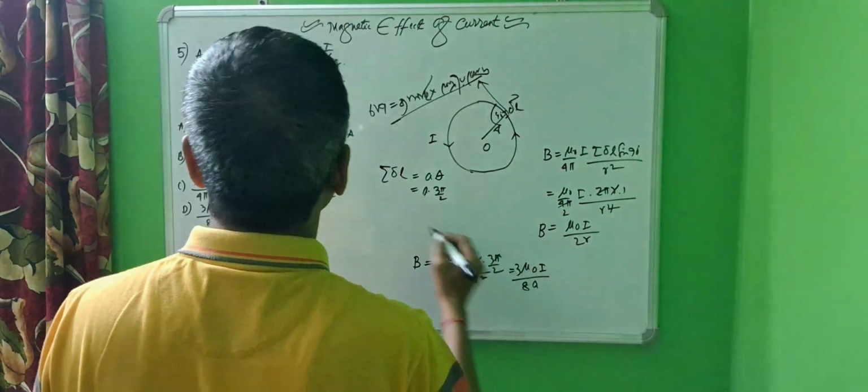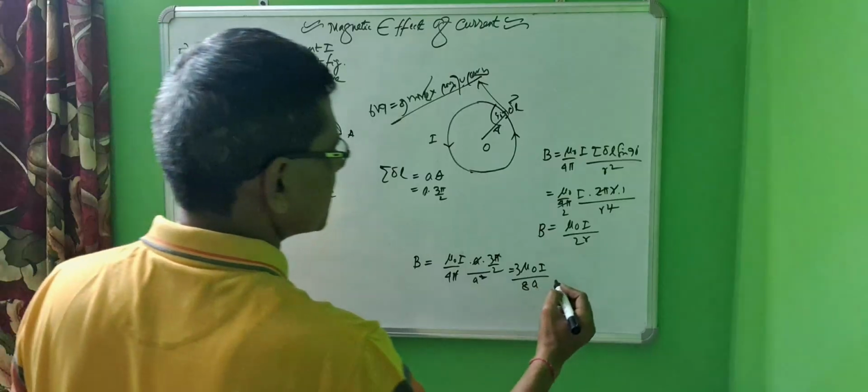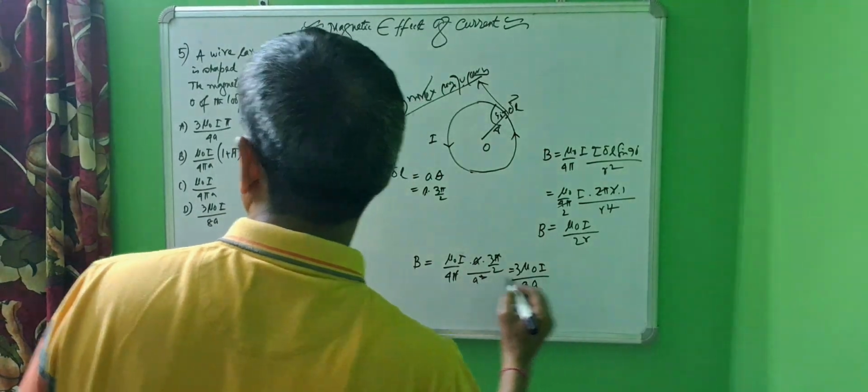So the answer only for the ABC portion is 3 mu 0 I upon 8A. So answer D.